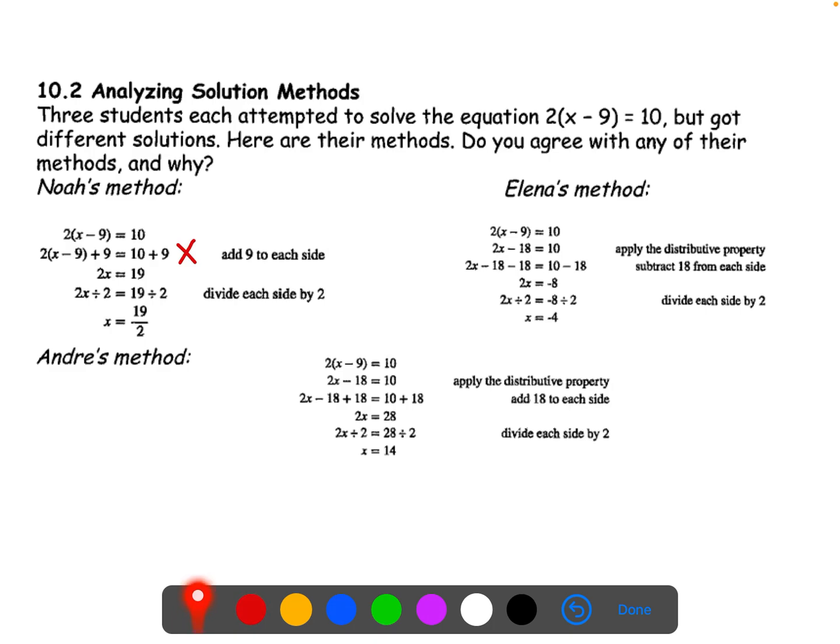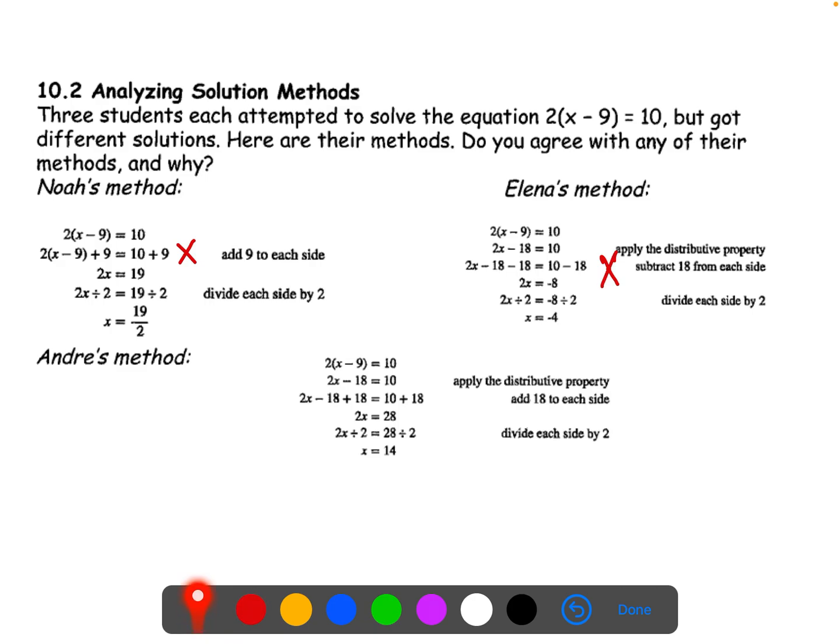Let's look at Elena. Starts with the same equation, applies the distributive property. Okay, so that's 2 times x, which I see here, and 2 times 9, which is 18. So it's been rewritten using the distributive property. Then she subtracts 18 from each side. So 2x minus 18 minus 18. That's a problem. We need the inverse operation to cancel out subtracting 18. So this should be adding 18 if that's what we're trying to cancel. So that would be a wrong step there.